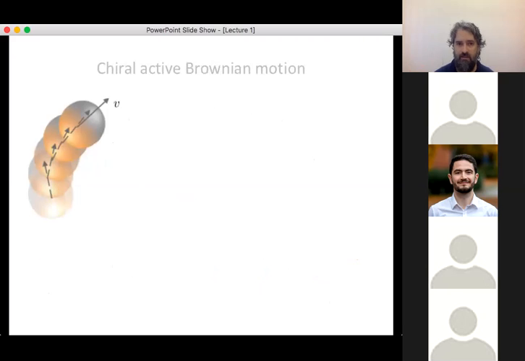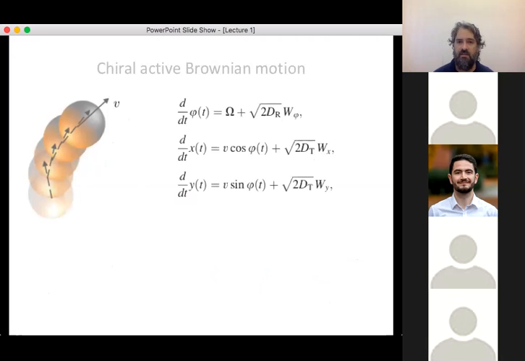We can go one step further and make also what is called chiral active Brownian motion. The difference here, I mean, you can see the difference now. Now the angle of the particle is not just rotating randomly, but has a bias, likes to move in one direction preferentially. And this is reflected in the equation. I guess all of you saw the difference with the previous equation. And just to highlight it, the difference is here. So there is this bias factor in the angle, which is omega, can be positive or negative, and makes the particle rotate preferentially in one direction.